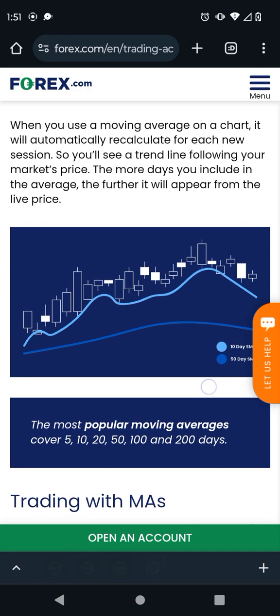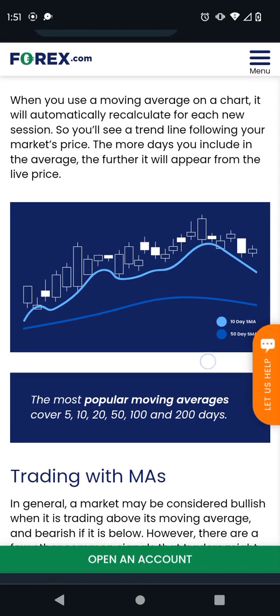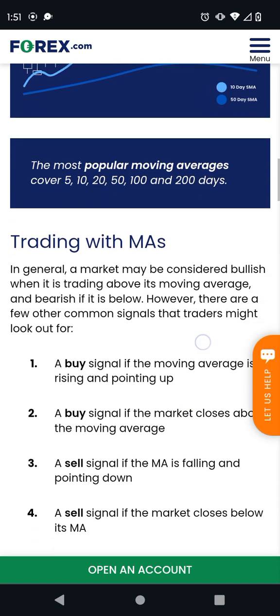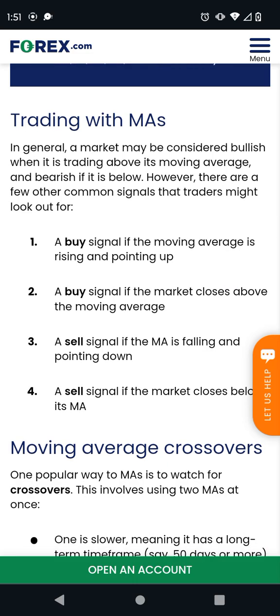When you use a moving average on a chart, it will automatically recalculate for each new session, so you'll see a trend line following your market's price. The more days you include in the average, the further it will appear from the live price. Trading with MAs: in general, a market may be considered bullish when it is trading above its moving average and bearish if it is below.